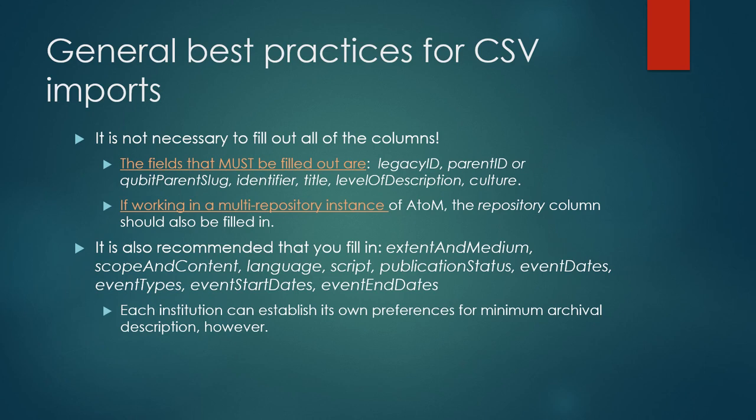Just in general, good archival practice, some other fields that you should probably fill in if you can are extent and medium, scope and content, language, script, publication status, event dates, event types, and then your event start and end dates. So those would be recommended. But at the end of the day, each institution can establish its own preferences for minimum archival description. So those aren't absolutely necessary, but they're just recommended.